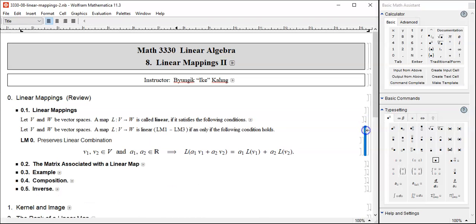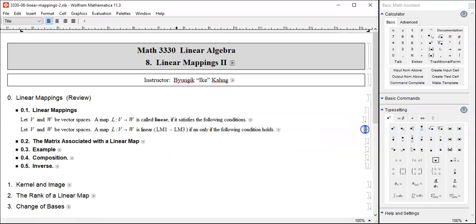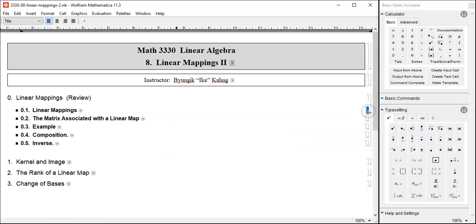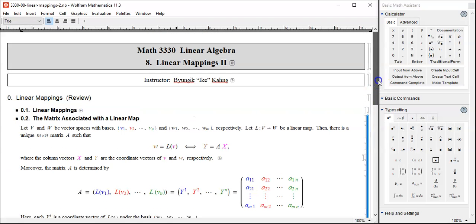Now these three conditions can be reduced into a single condition like this. A map L from V to W is linear if and only if it preserves the linear combination. So if you want to shorten your proof, you can use this one so that you can prove all kinds of things in a single step rather than a three-step process. Okay, let's move on to the next topic.